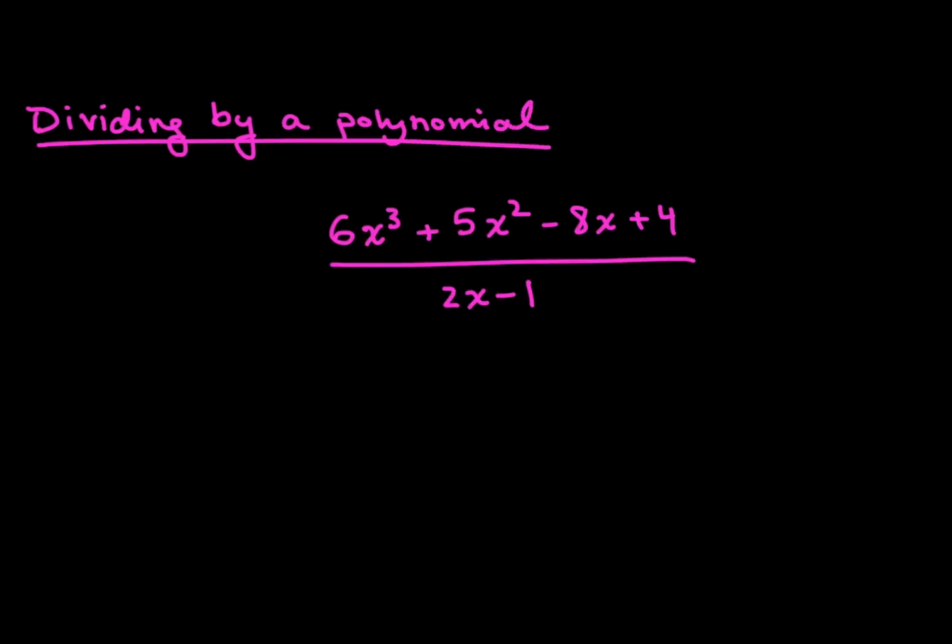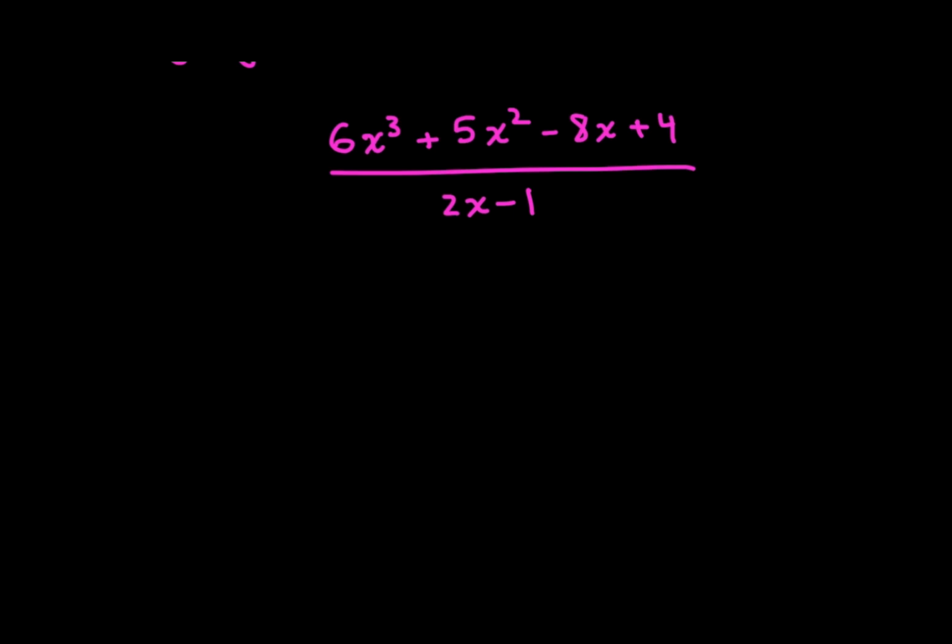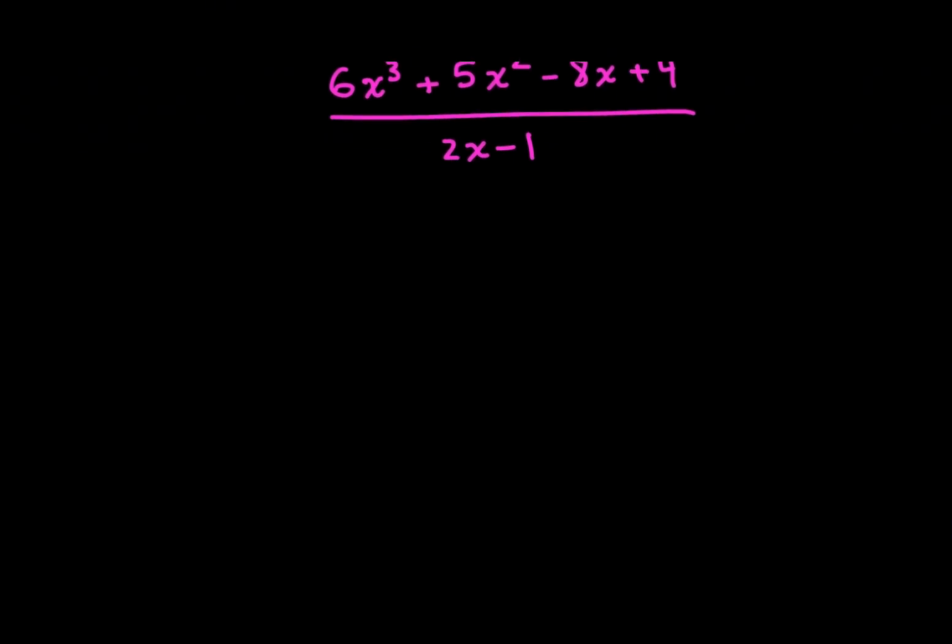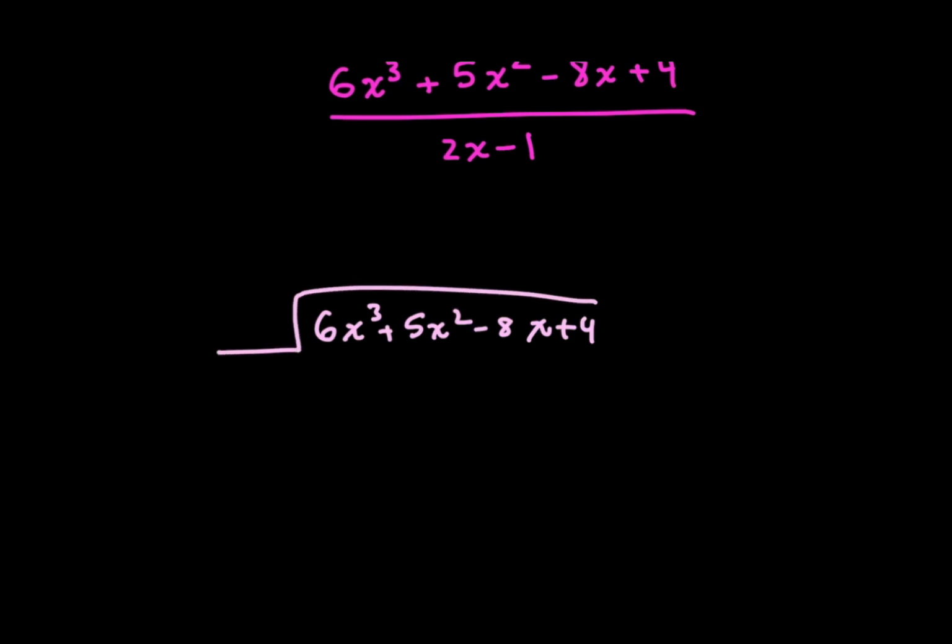Now we're going to look at dividing a polynomial by another polynomial. In this case, I want to do long division. To set this up, I will write out my dividend, which is 6x cubed plus 5x squared minus 8x plus 4. And I'm dividing this whole thing by 2x minus 1. To begin the long division process, I have to look at this term by term. I focus on my first term, 6x cubed, and I ask myself, what can I do to my divisor to match that first term? So what can I multiply by 2x minus 1 to give me 6x cubed?